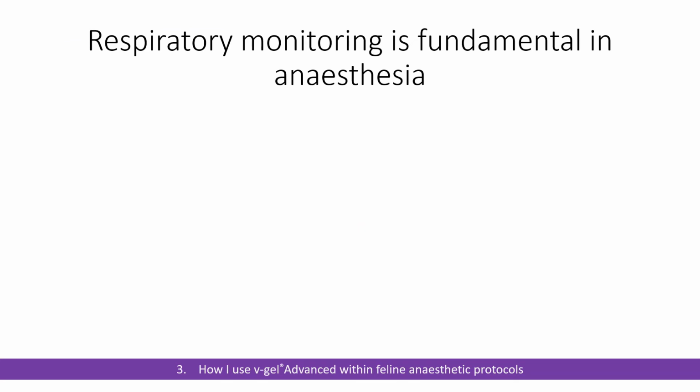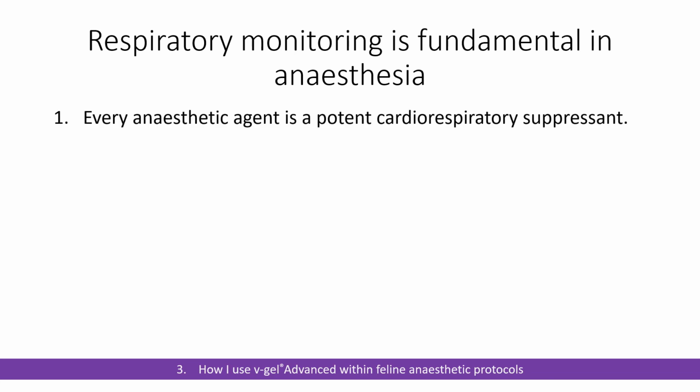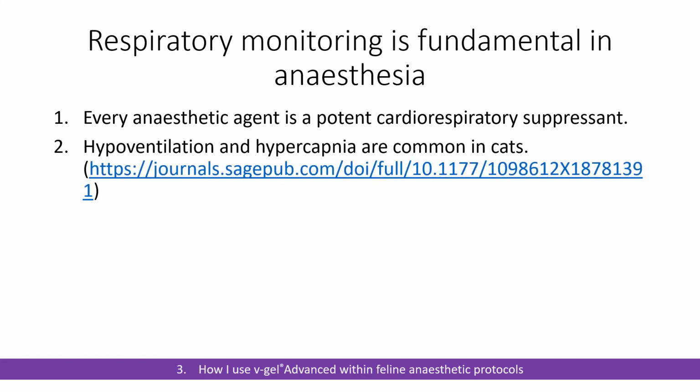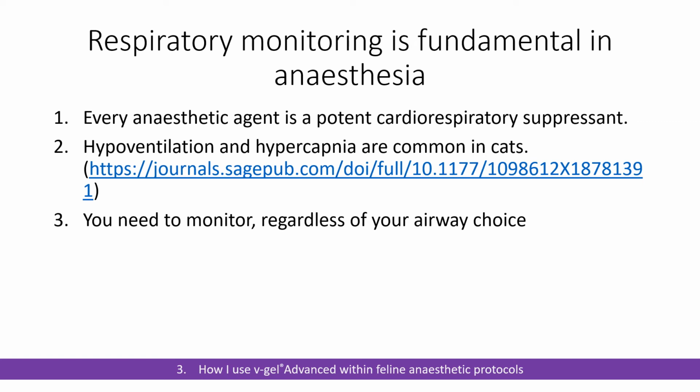Respiratory monitoring, I would say, is absolutely fundamental for feline anaesthesia. And the reasons for that, well, every drug we're using is a cardiorespiratory suppressant. Everything. Hypoventilation and hypercapnia are common complications in cats. This is not a rare, once-in-a-blue-moon complication. This is something that we're seeing all the time, but perhaps we're not recognising it as often as we should, and particularly so in general practice. So that means that you need to be monitoring the respiratory system regardless of the airway management technique that you're using.